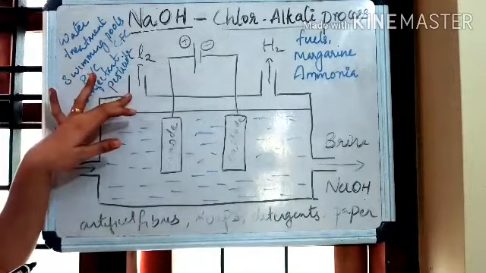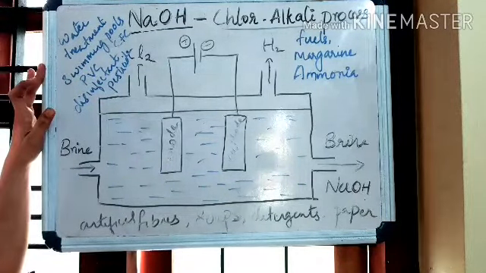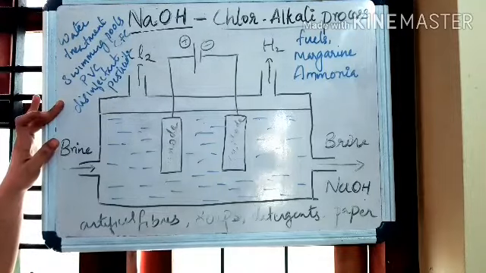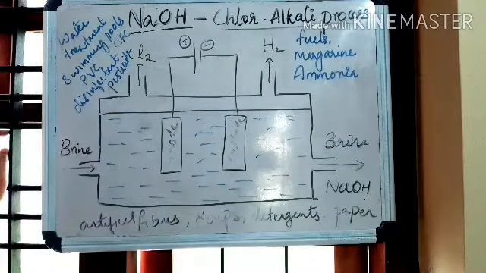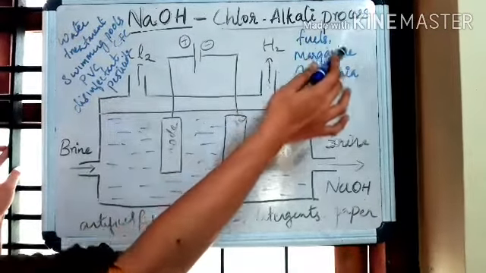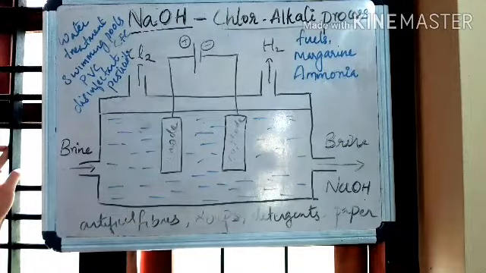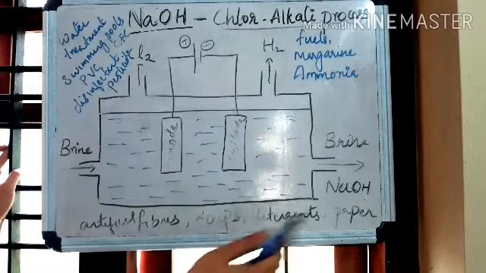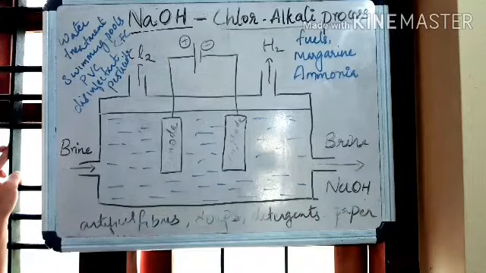What are the uses of chlorine? It is used in water treatment, like in swimming pools, waters and all. It is used as a very good disinfectant. It is used in the preparation of PVC, CFC as well as pesticides. Hydrogen is a very good fuel. It is used in the preparation of margarine, and ammonia, which is a very good fertilizer, is prepared using hydrogen. Sodium hydroxide, what are its main uses? It is used in the preparation of artificial fibers, soaps, detergents as well as in the paper industries.